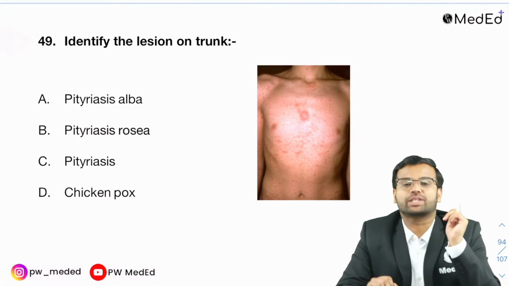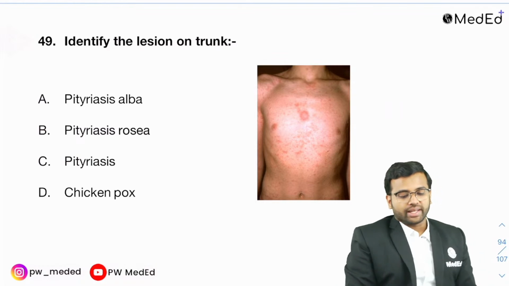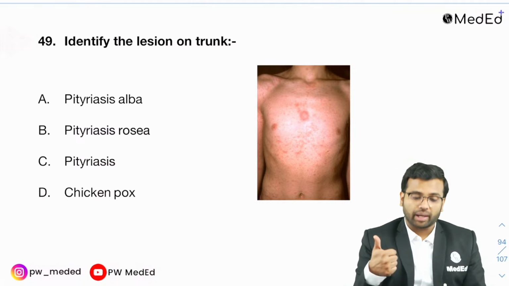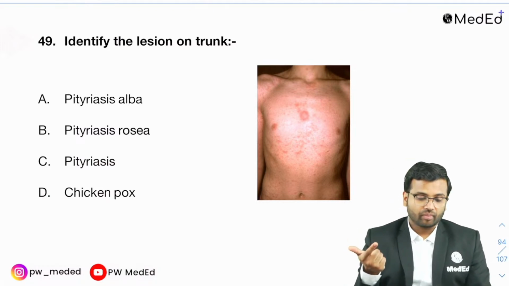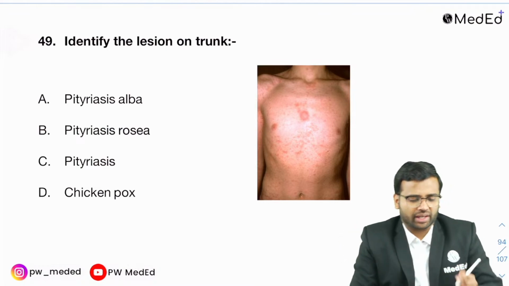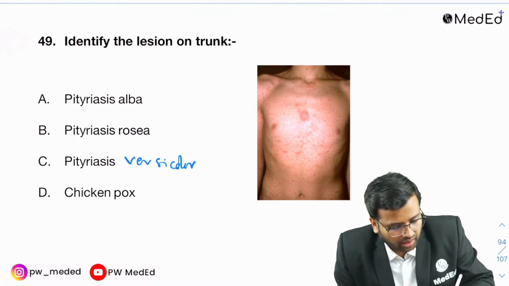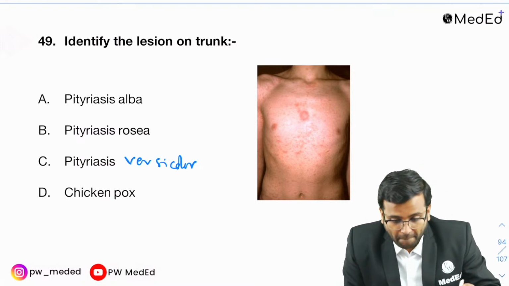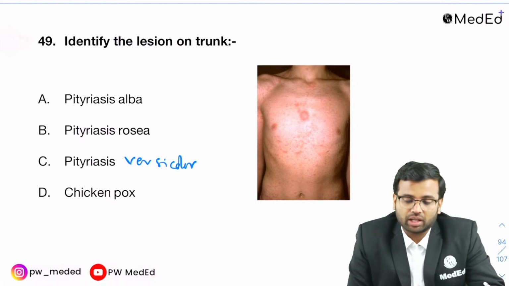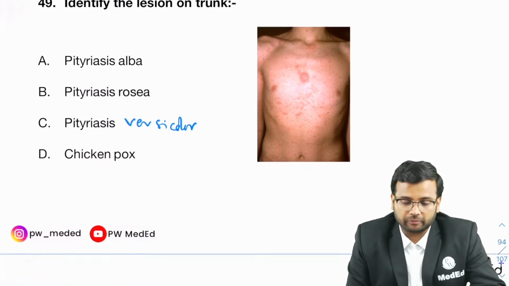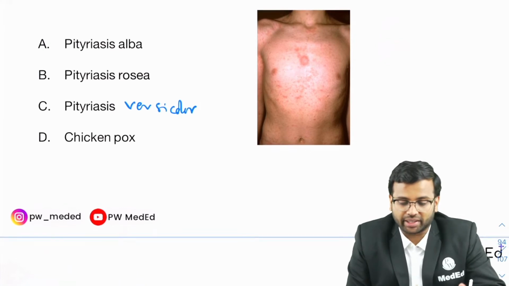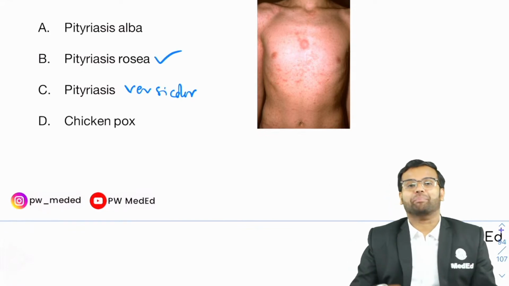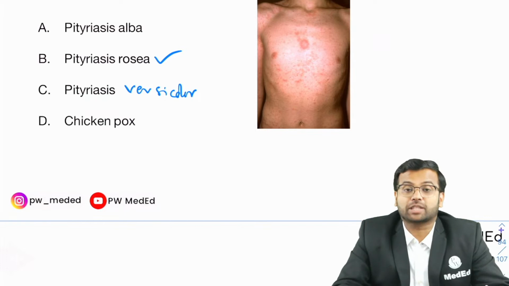Now please concentrate on this question. What is the type of lesion that you can see over the trunk? Options are pityriasis alba, pityriasis rosea, pityriasis versicolor and chickenpox. A few of you are answering A, pityriasis alba. Some of you are answering B, pityriasis rosea. So here the right answer is going to be B, pityriasis rosea, and I'll explain why.